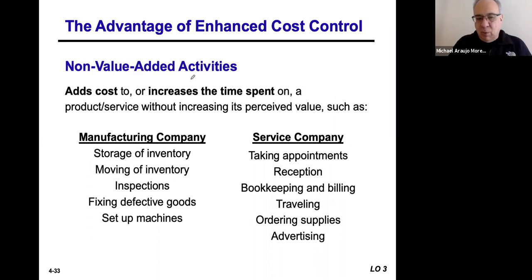But of course, the company does a lot more than that. But to the customer, they don't really see these as adding any value to the activity. And so for a manufacturing company, for example, storage of inventory or even moving inventory, it adds costs to the employer, but it doesn't add any real value in the eyes of the consumer to that product. It certainly costs money. It increases the time spent on this type of thing, but it doesn't do much in terms of the consumer's perceived value.